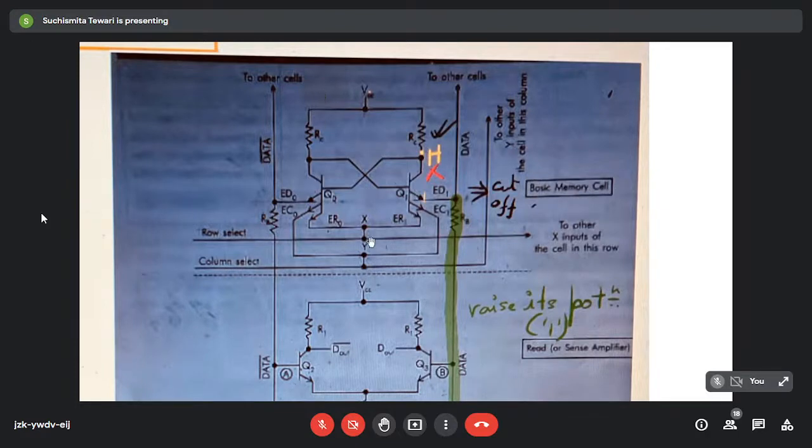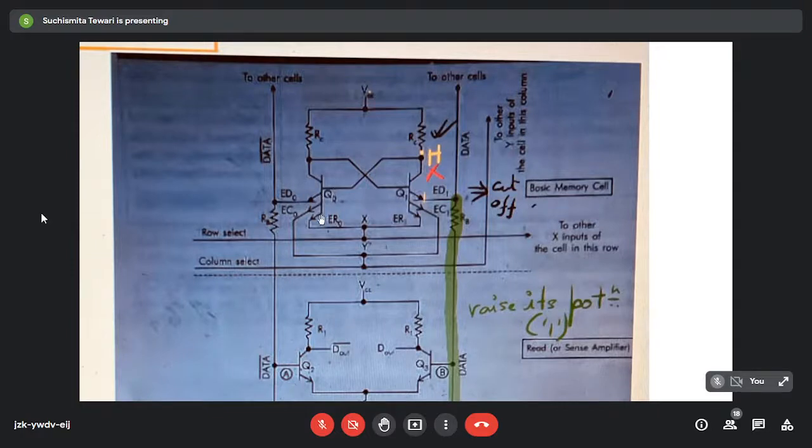Now since this is a basic memory cell, it has to be connected with data lines as well as address lines. Here if you see this transistor, you will see that 3 emitters are coming out of one single BJT. Basically these are 3 emitter transistors, that is, each has 1 collector, 1 base, but 3 emitters.